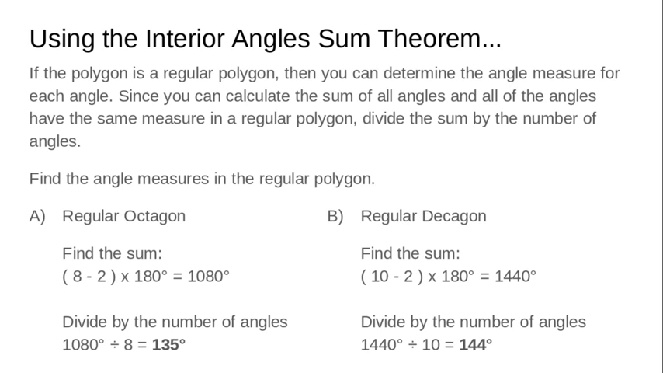Looking at example B, it asks for a regular decagon. A decagon has 10 sides, so we're going to start with 10 minus 2, which is 8, and 8 times 180 is 1,440 degrees. So all of the angles are going to add up to 1,440 degrees. And because it is a decagon, it means there are 10 of those angles that are all the same. So we would take 1,440, divide it by 10, and we would get that each of those angles, all 10 of them, will measure exactly 144 degrees.